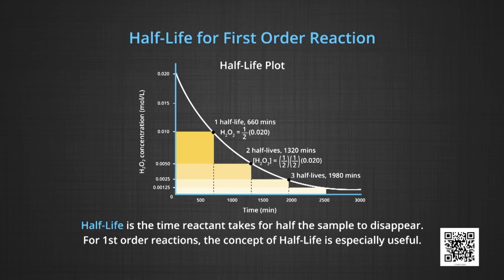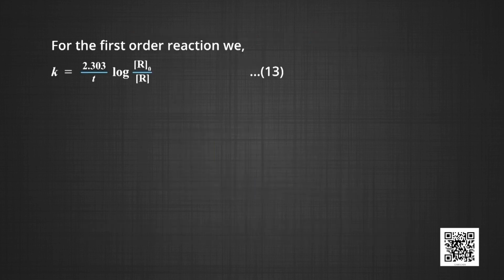Now let's find out the half-life for a first order reaction. For the first order reaction, we know that k equals 2.303 by t log R0 by R. So at time t equals t half, R will be equal to R0 by 2.